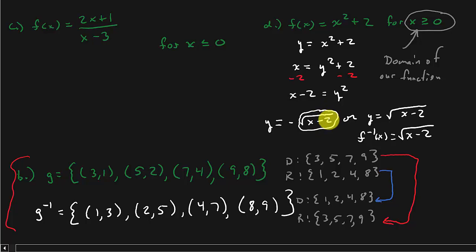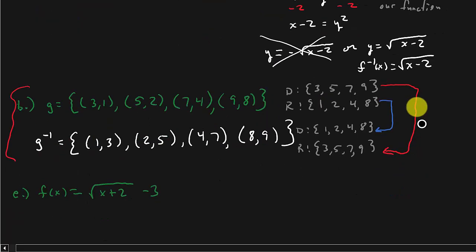So they're always going to be positive, but it has the negative. So this one's going to always give us negative answers. So if this were swapped, if it was x less than or equal to 0, then this one would be our inverse. Okay, so that's how you can check that. That's how you decide which one is your inverse. All right, so let's look at this one.